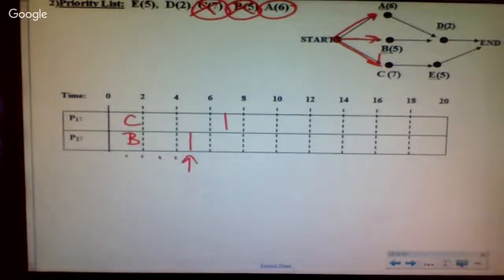Working. We stop. When we stop, what is done? B is done. Okay, is D ready yet? No. Is E ready yet? No. So we go to my next circled one, A. So we were at 5, we're adding 6. That takes me to 11.